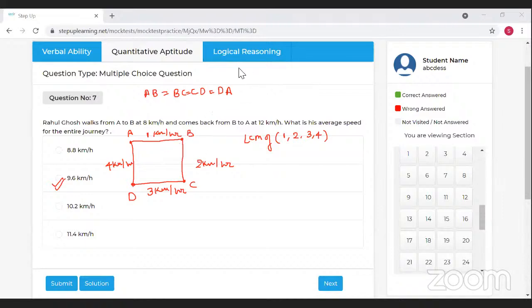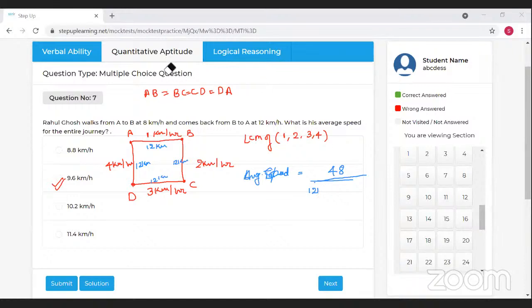This is 12 kilometer from A to B. This is 12 kilometer. This is 12 kilometer. So what is the total distance a rat has to travel? 48. 12 plus 12 plus 12 plus 12, right? Okay, for A to B, that will take how long? 12 hours.